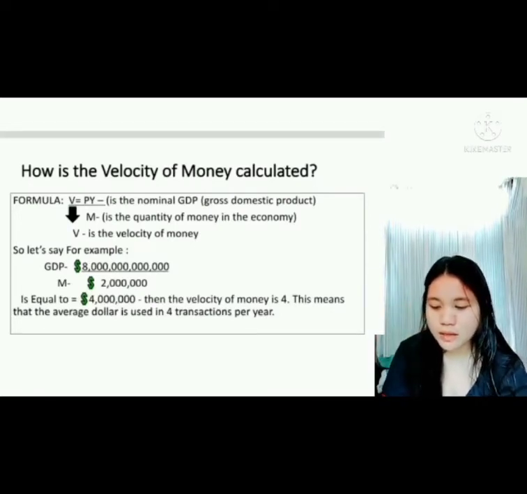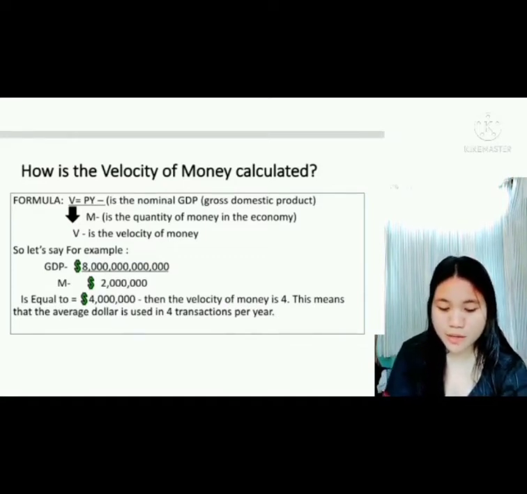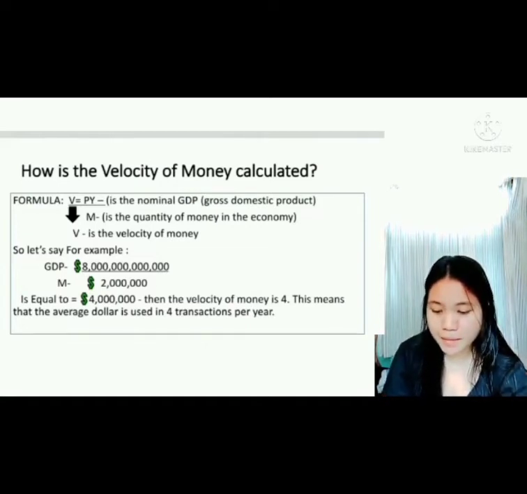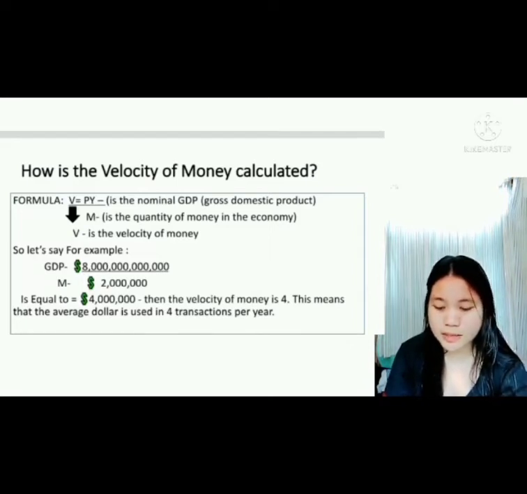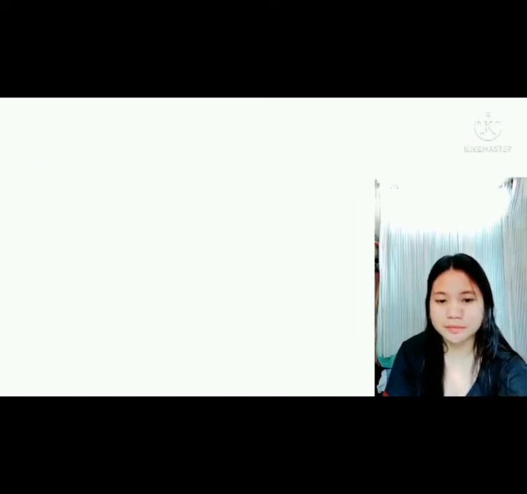So, how can we calculate the velocity of money? Formula: the velocity of money equals PY, or GDP, gross domestic product, divided by M, or the quantity of money in the economy. For example, $8 million divided by $2 million is equal to 4. Then the velocity of money is 4, meaning the average dollar is used in 4 transactions per year.